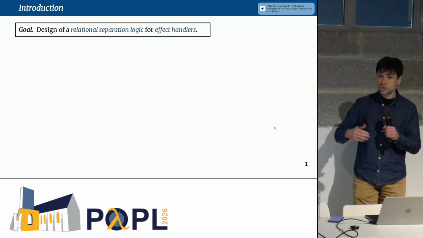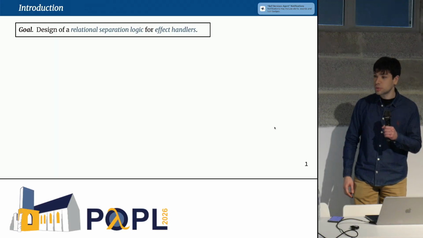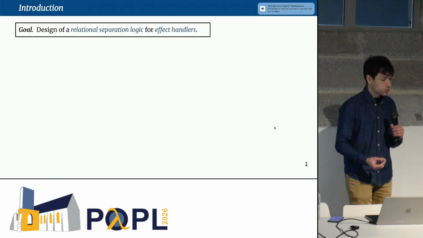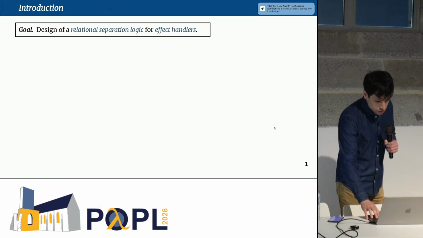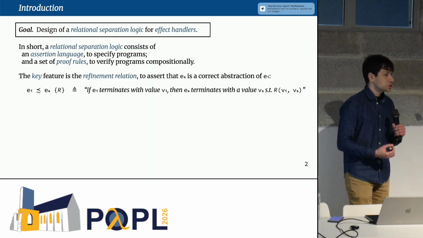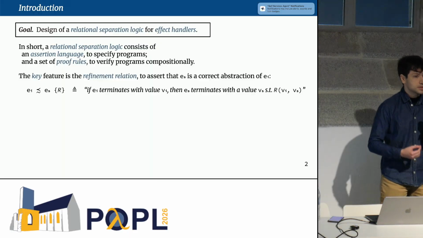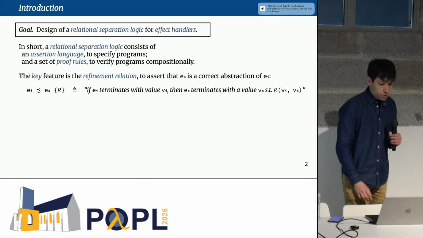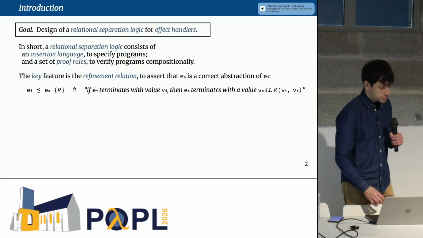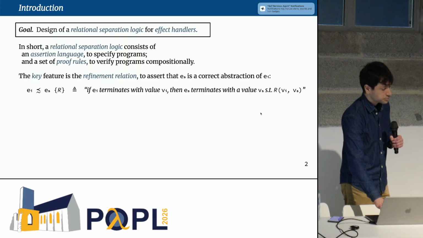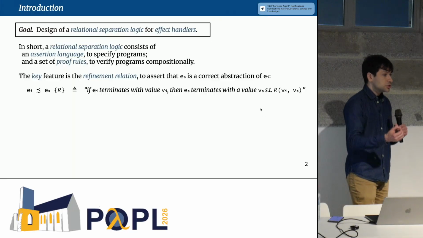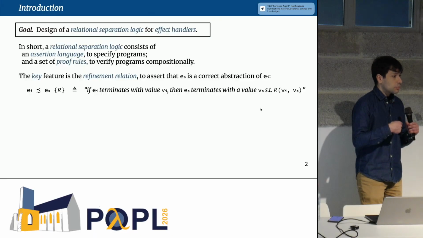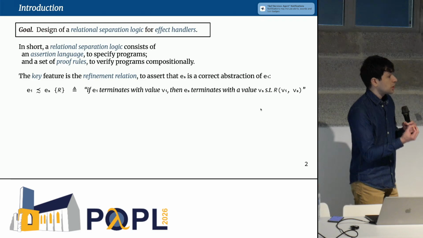I imagine that when reading this goal, two questions come to mind. What is a relational separation logic, and why design one for effect handlers? A relational separation logic, like any program logic, is the given of two things: an assertion language to specify programs and a set of proof rules to verify programs compositionally.